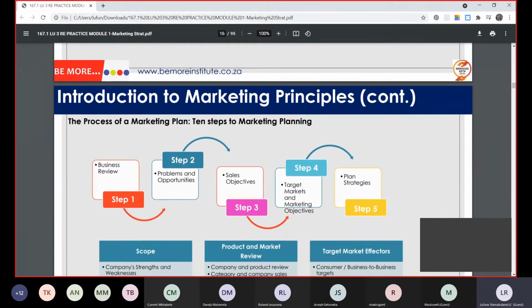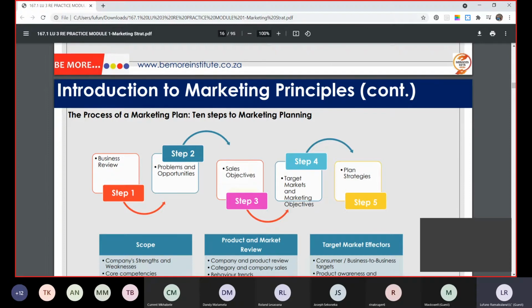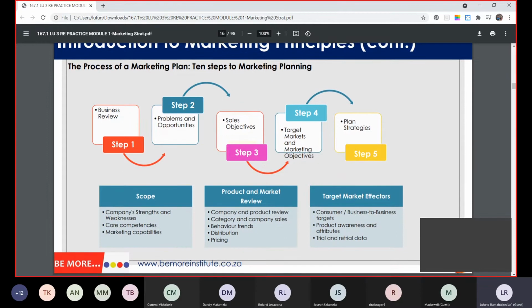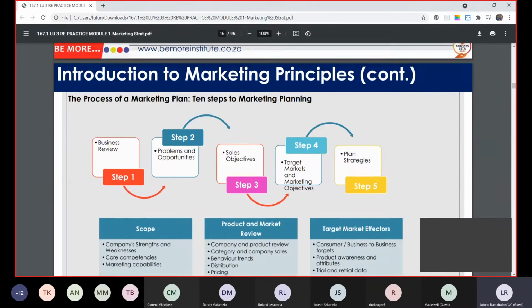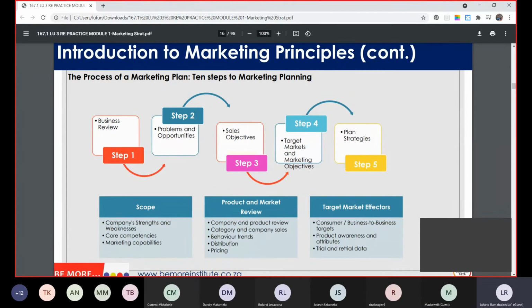Introduction to marketing principles will continue. We're going to go through what we call the process of marketing plan, the 10 steps to market planning. These are the different steps. I'm going to go through each one of them and we can expand in detail.